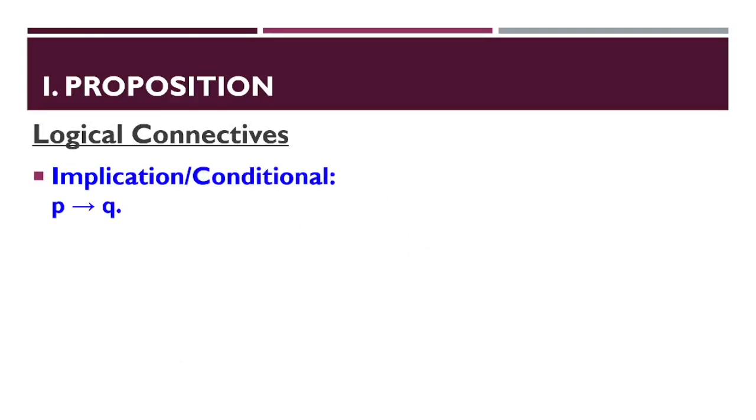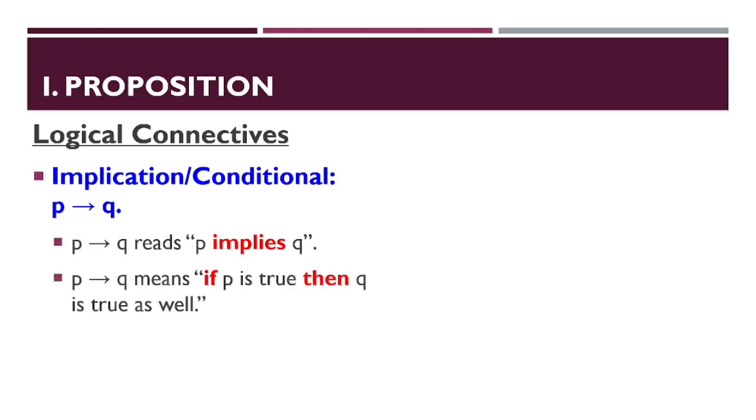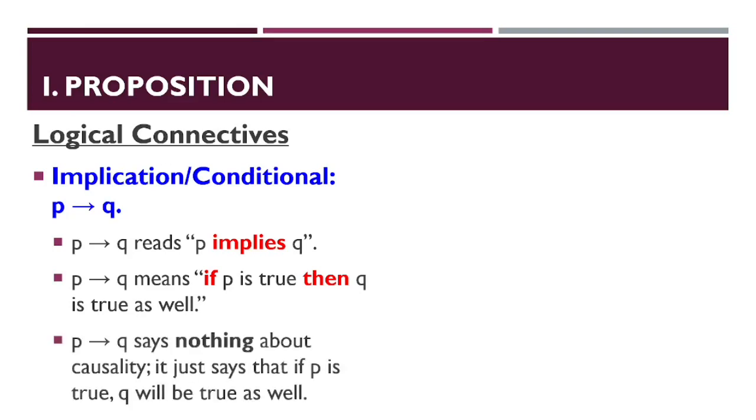Next is implication or conditional. This reads p implies q. Implication means if p is true, then q is true as well. But it says nothing about causality. It just says that if p is true, q will be true as well. So we are going to focus on the implication or the conditional statement.